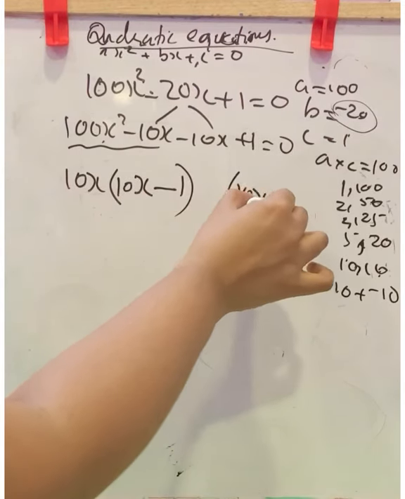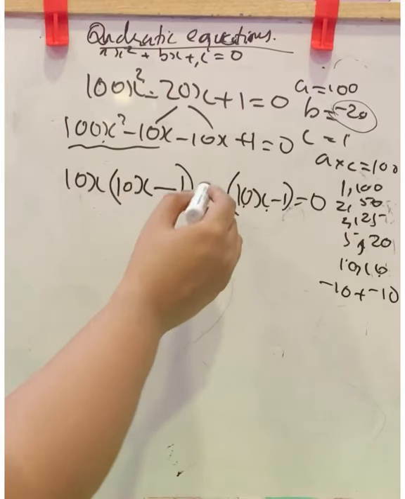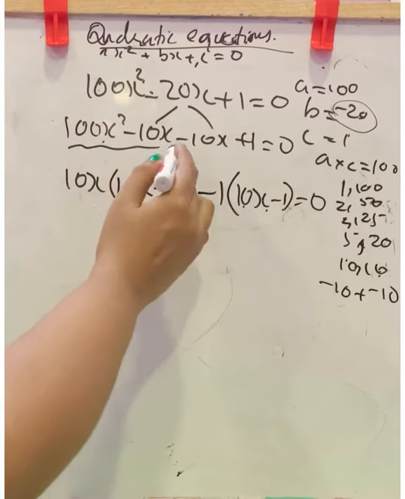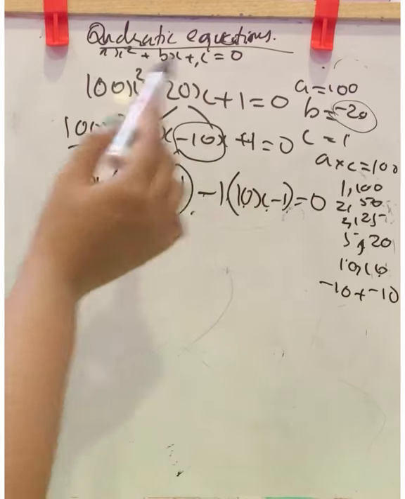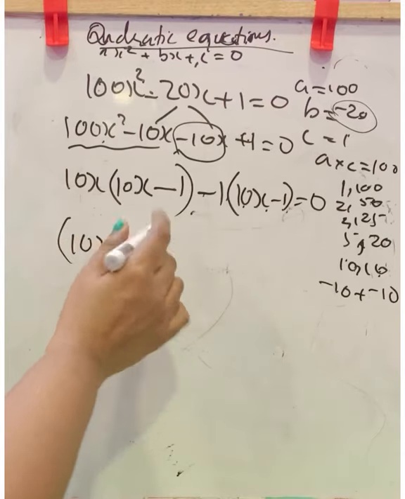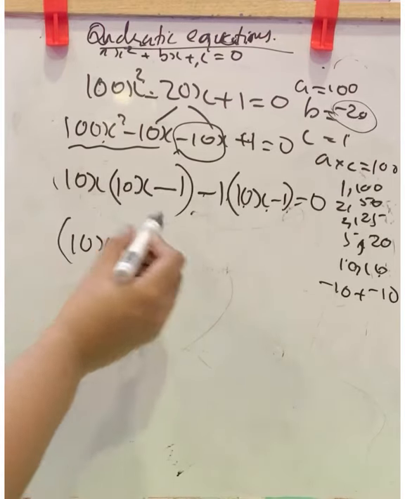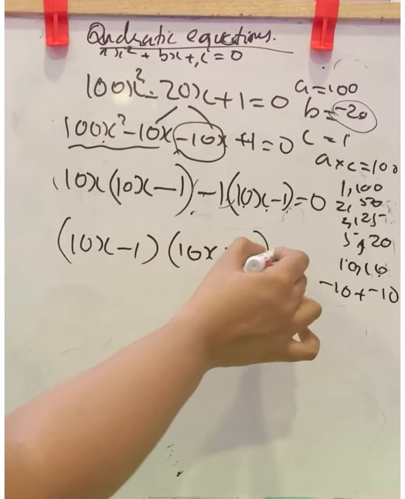Write the bracket equal to 0. Dash into 10x minus 10x. Minus 1 into 10x, you will get minus 10x. Now check it with this term. Minus 1 into minus 1 plus 1. Now take the bracket common. 10x minus 1. Here bracket is taken, balance will be 10x. Here bracket is taken, balance will be minus 1 equal to 0.